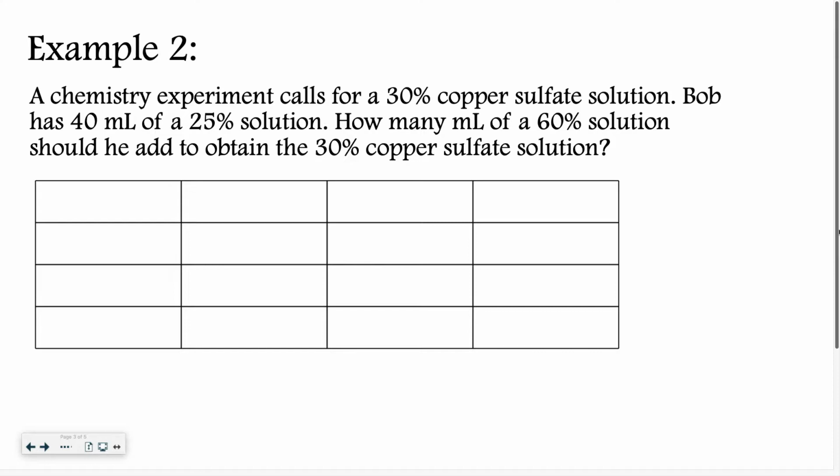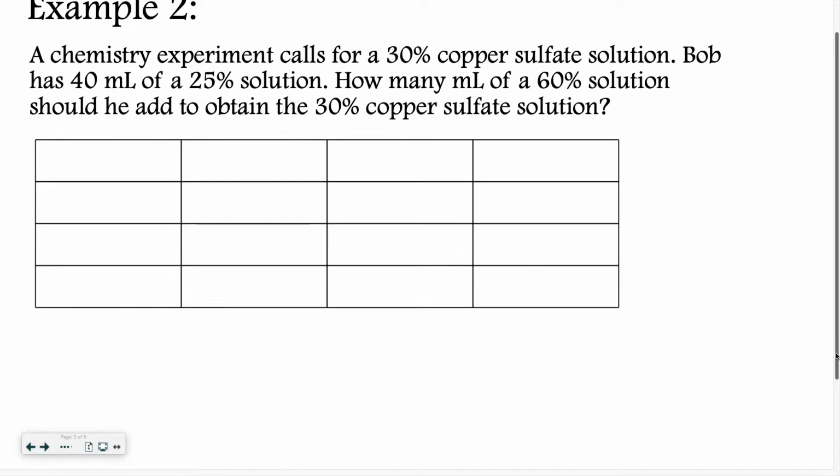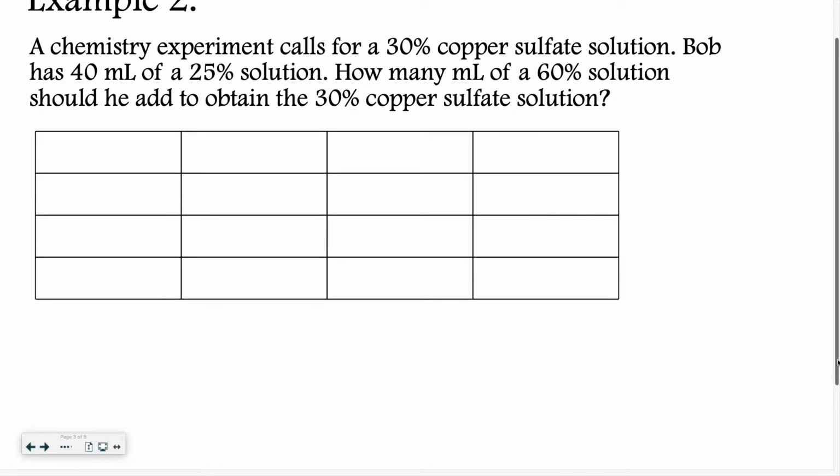So this time we're talking about a chemistry experiment, and I promise you when you get to chemistry in high school, you get to do problems like this. So if you learn it now, it's one less thing to learn in high school, okay? So we have a chemistry experiment that calls for a 30% copper sulfate solution. Bob has 40 milliliters of a 25% solution, so something that's a little weaker. And then how many milliliters of a 60% solution, so a much stronger solution, should he add in order to obtain the 30% copper sulfate solution?